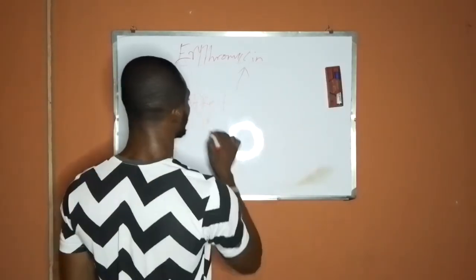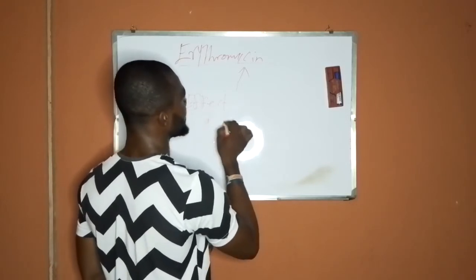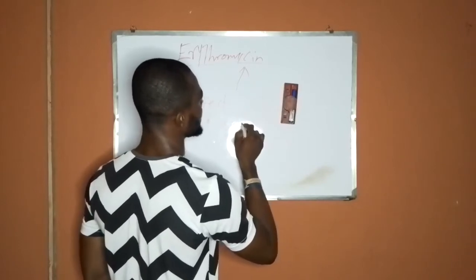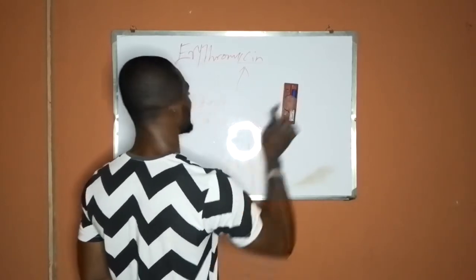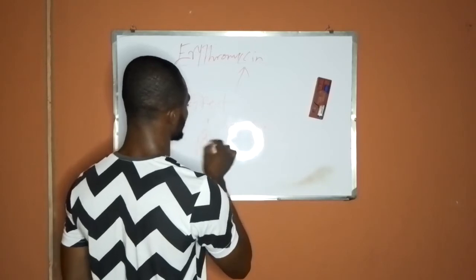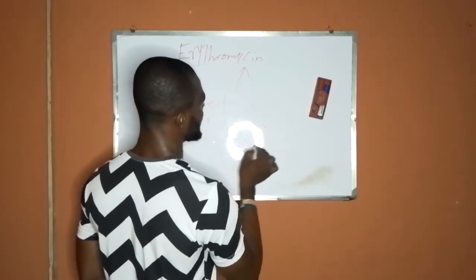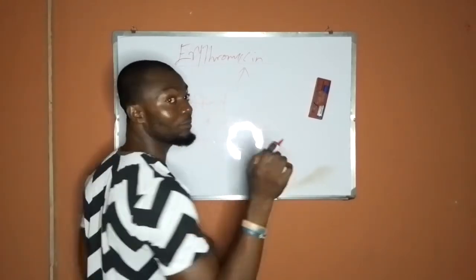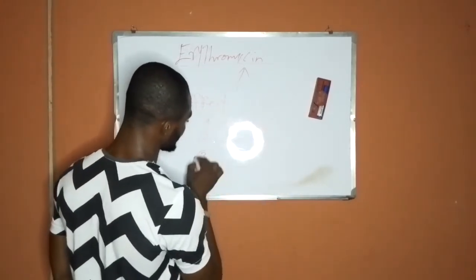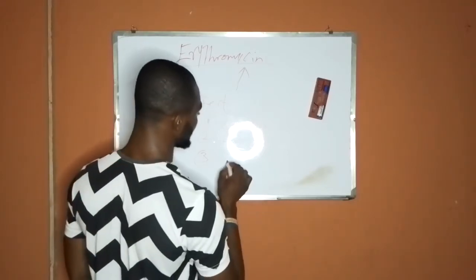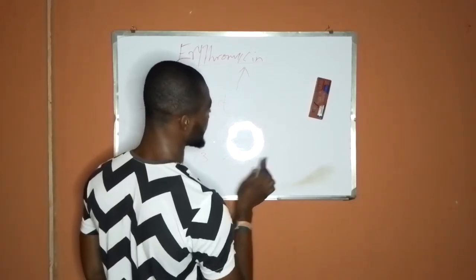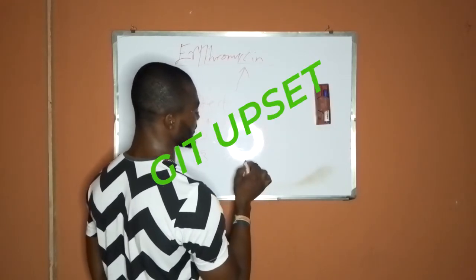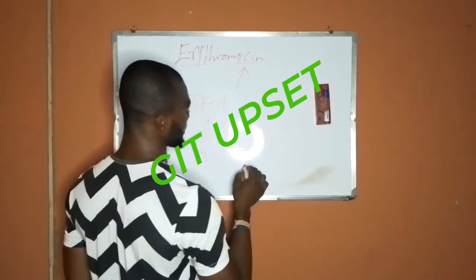Another side effect. When I say diarrhea, that is number one, and number two I said long QT, which is the irregular heartbeat. And number three is GIT upset, gastrointestinal tract upset. The GIT stands for gastrointestinal tract.